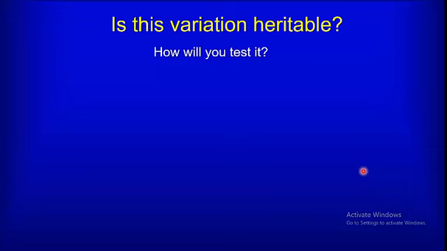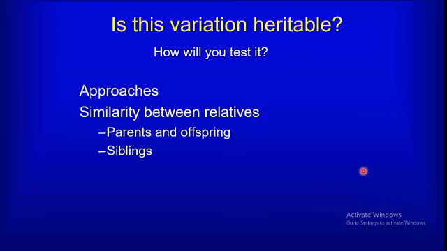Now how will you test whether a part of it is heritable or not? Obviously, in order to check whether something is passing across from parents to offspring, you are simply going to look at the thing both in parents and in offspring. So you can either do it that way, or you can also measure it across siblings. That also gives you a way of doing it.